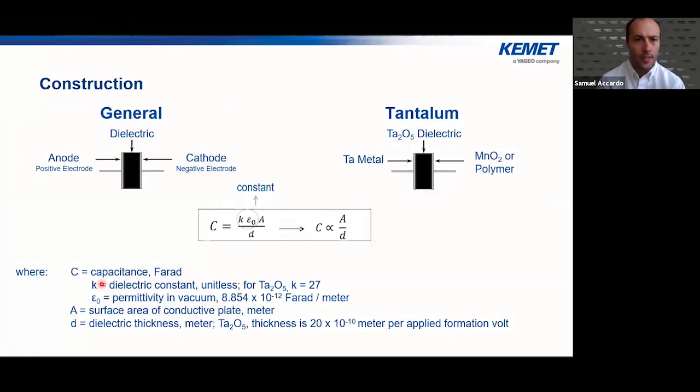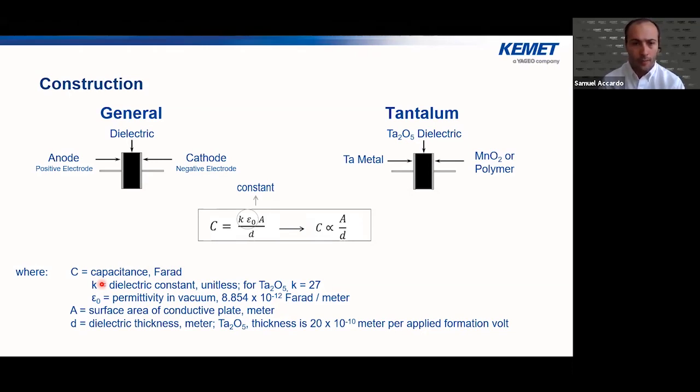Now, looking at the general construction of a polarized capacitor, on the top left, you see that we have an anode and a cathode, which are the positive and negative electrode terminals, and then we have a dielectric. For a tantalum capacitor, the anode is a tantalum metal, the dielectric is the tantalum pentoxide, and then the negative electrode, the cathode, is MnO2 or polymer.